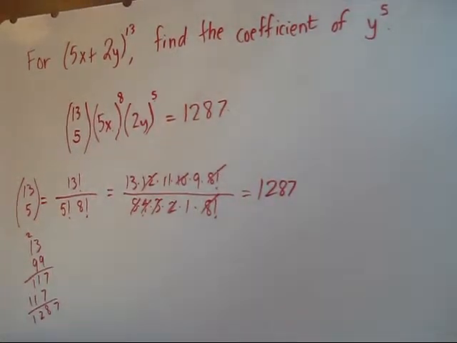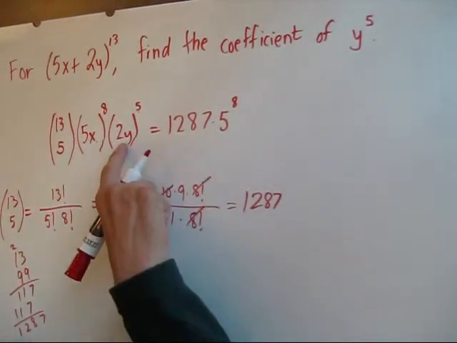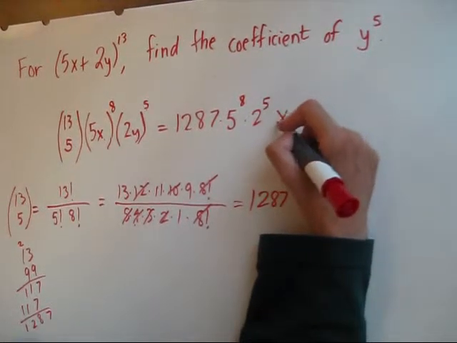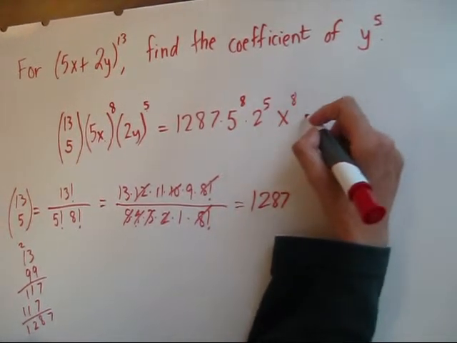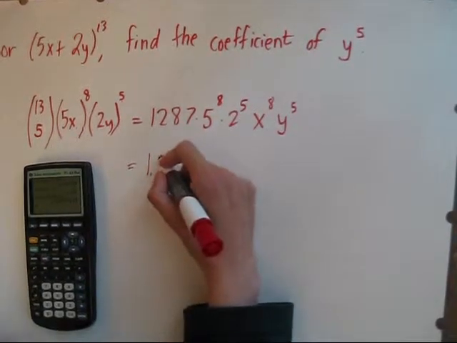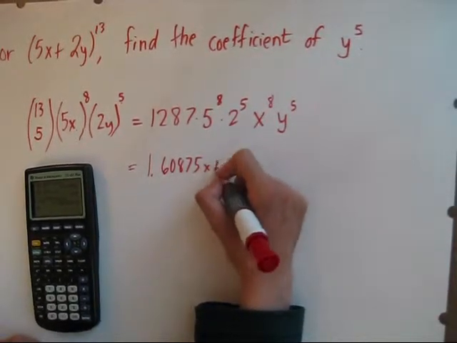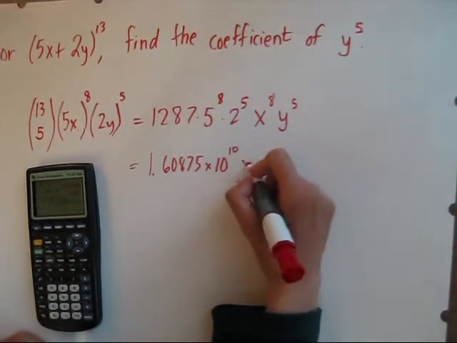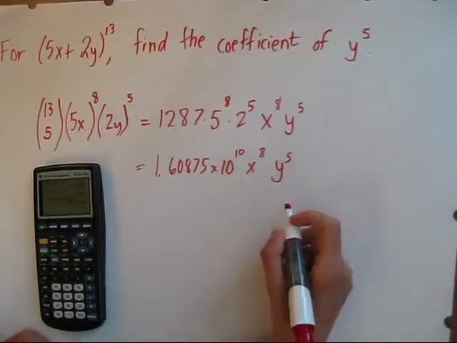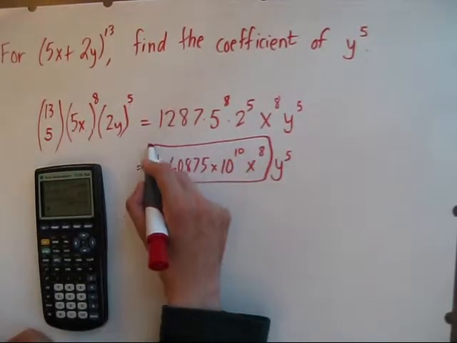Now let's look at 5x to the 8th. 5 to the 8th we're going to need our calculator for. I'll just write 5 to the 8th. And we're going to also have a 2 to the 5th. And we'll have an x to the 8th and a y to the 5th. We get 1.60875 times 10 to the 10th power. Pretty big. x to the 8th, y to the 5th. So the coefficient of y to the 5th will be this part.